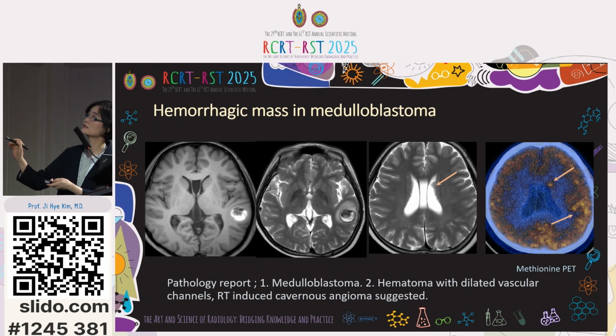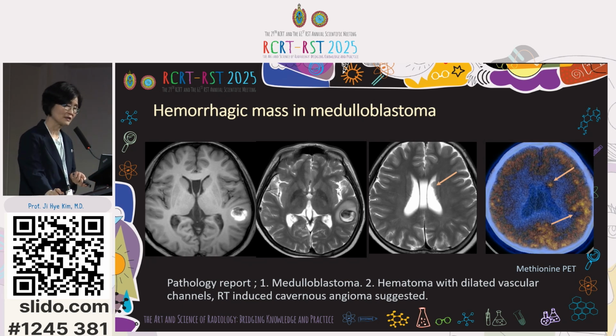This mass is seen with surrounding edema suggesting recent bleeding. There is another subependymal nodule here, very suspicious for tumor seeding. And methionine PET shows increased uptake for this small tumor. For this hemorrhagic mass, there is a photon defect with mild surrounding background activity. So both of the lesions were removed, and the small one was reported to be a medulloblastoma, and for the second, the hemorrhagic mass, RT-induced cavernoma was suggested.